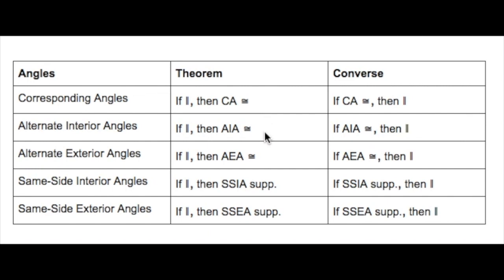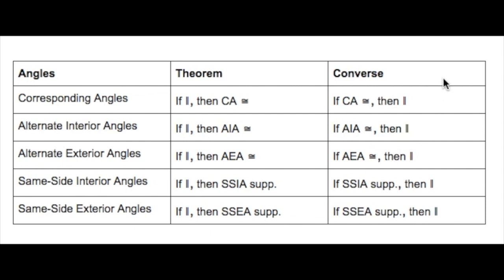And we've got them for all of these, and they're all very similar. If lines are parallel, then alternate interior angles are congruent. If lines are parallel, then alternate exterior angles are congruent. If lines are parallel, then same side interior angles are supplementary. And if lines are parallel, then same side exterior angles are supplementary.